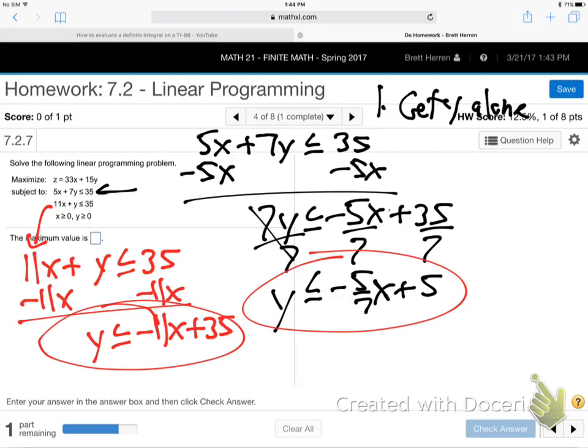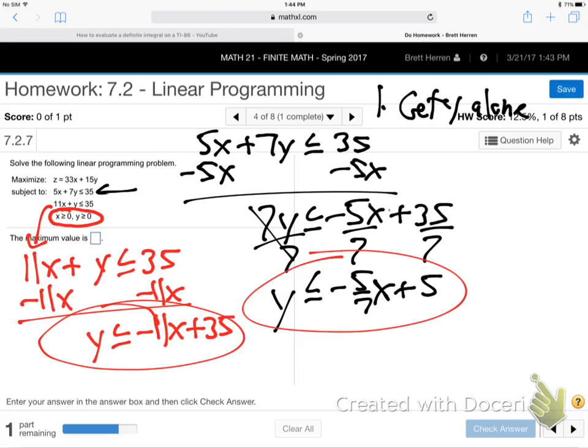Remember we talked about last time, and you guys never forget anything we talk about, right? What does x and y greater than or equal to 0 tell us about the graph? You're using the first quadrant. We're in the first quadrant alone, right, everybody? Knowing that, that's exactly right. So, all right, I'm going to go to my graphing calculator.